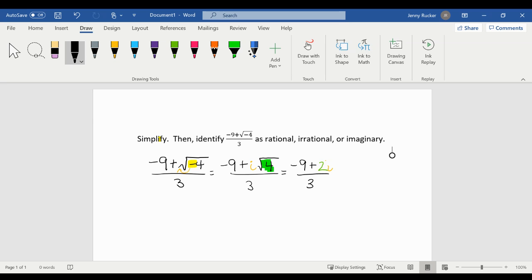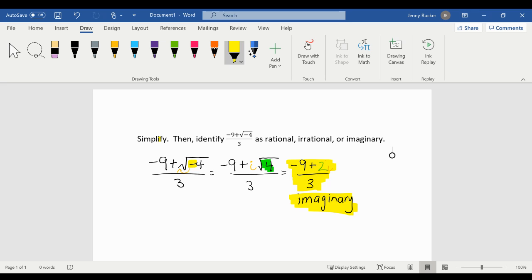So when we look at this, there's really nothing else that we can do to simplify this as one single fraction. Since we have an i in it, we can identify this as an imaginary expression. So our final answer is (-9 plus 2i) over 3, and it is imaginary.